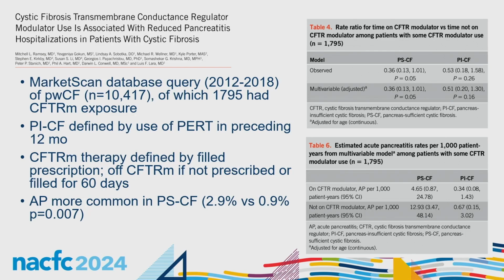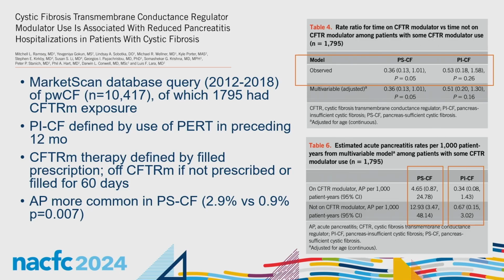Unsurprisingly, the study found pancreatitis was more common in pancreatic sufficient cystic fibrosis at 2.9% versus 0.9% in insufficient CF. Interestingly, the study found a 64% relative risk reduction of acute pancreatitis in pancreatic sufficient cystic fibrosis, but also a 47% reduction in pancreatic insufficient cystic fibrosis with modulator use. When looking at estimated pancreatitis rates per 1,000 patient years, there was improvement from 12.93 down to 4.65 episodes of pancreatitis per 1,000 years with modulator use in pancreatic sufficient cystic fibrosis.